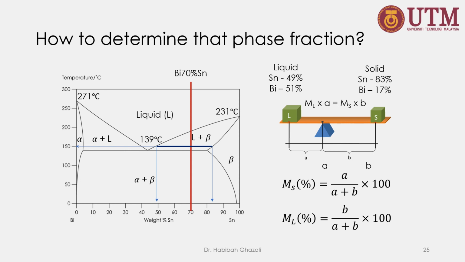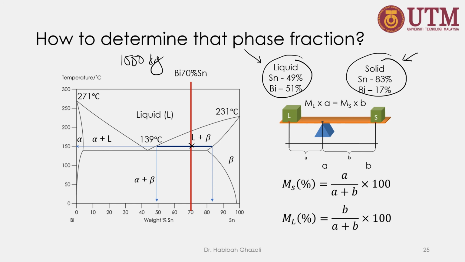So similarly, using lever rules, we can also determine the phase fraction of each of the phases that we are interested in. From here, we know we have this liquid phase and we have this solid phase. Now we want to determine, let's say I have 100 kilograms of alloy, how much alloy has already turned into solid and what percentage still remains as liquid. So you can use the lever rule to get this percentage.